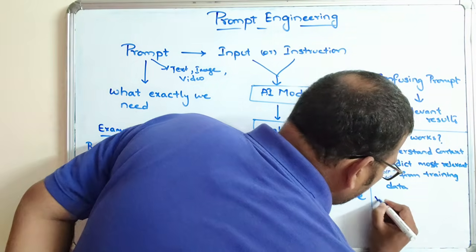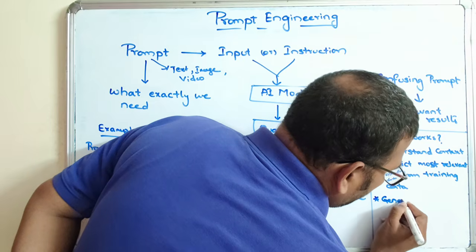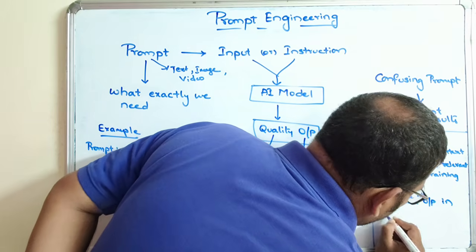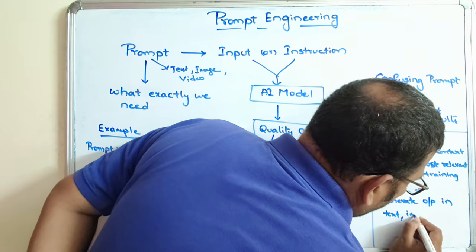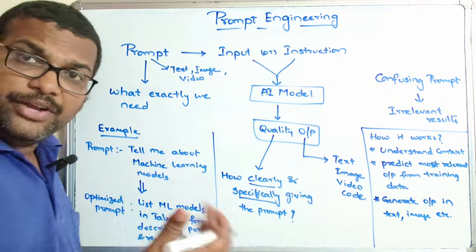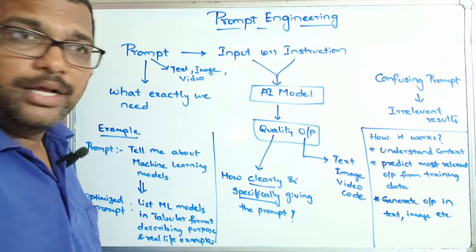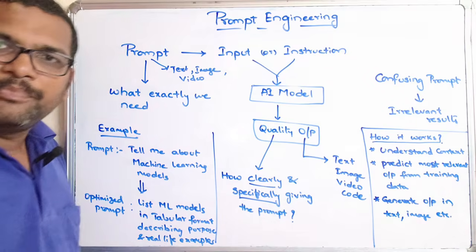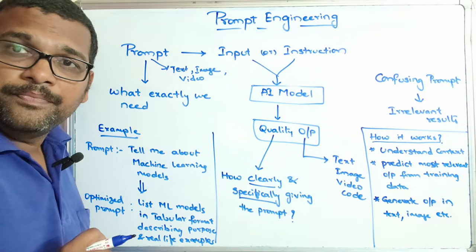And then the last step, it generates the output in either text or image, etc. So here etc means it can be a video or it can be code. So this is how the prompt will be working.